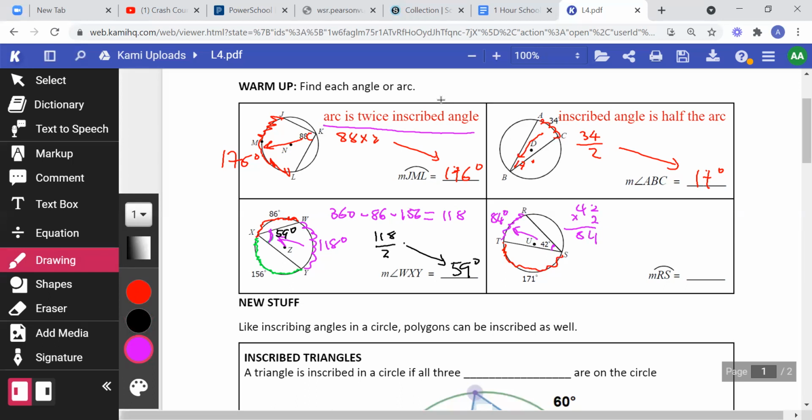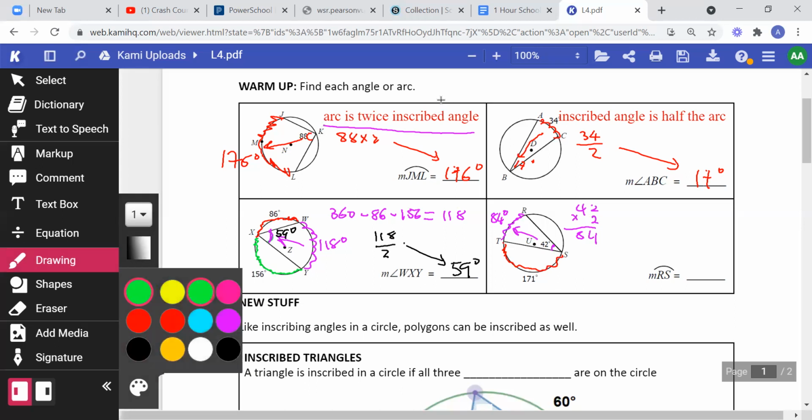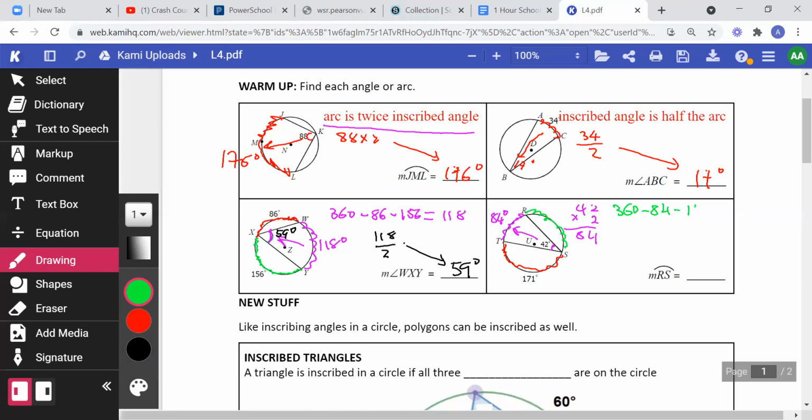And then we are going to look for the third arc here, which is RS. But we know that the green, the purple, and the red arcs add up to 360. So to get the green, you're going to do 360 minus the remaining two, 84 and then 171. That calculation definitely gives us 105. So this arc here is 105.